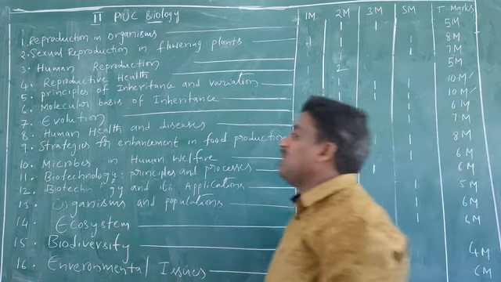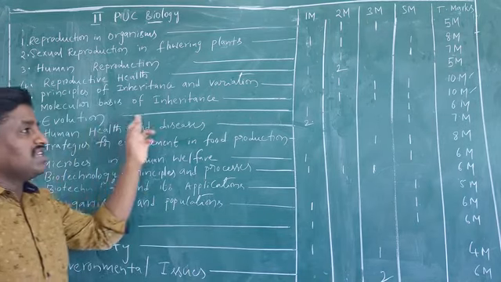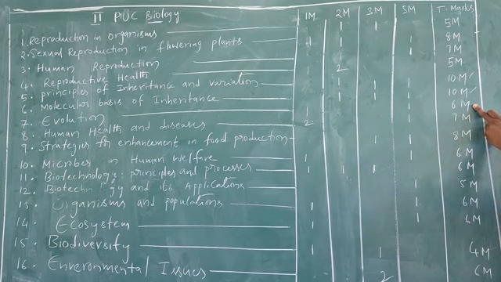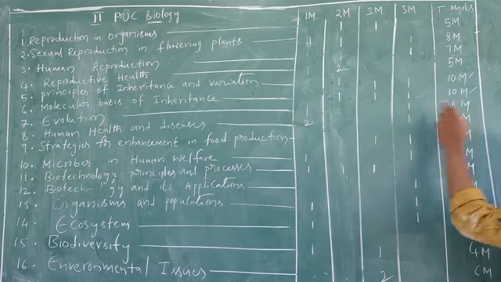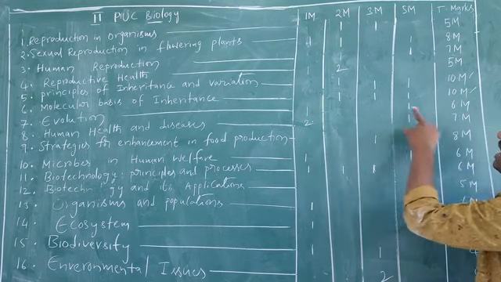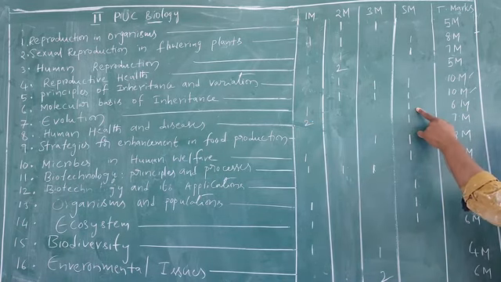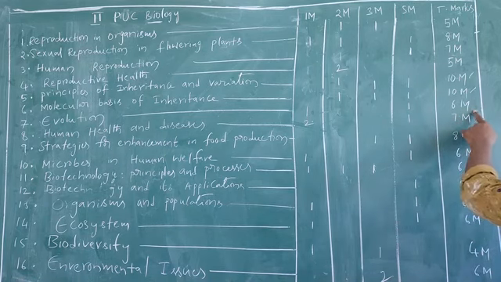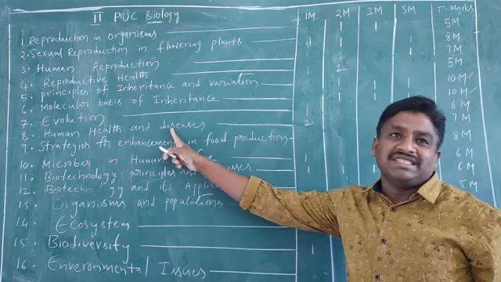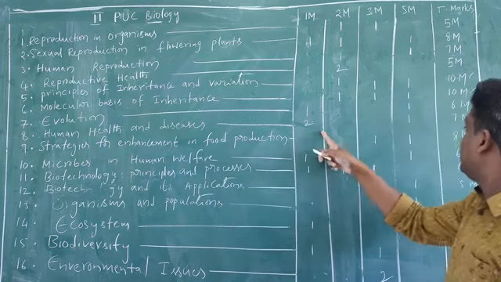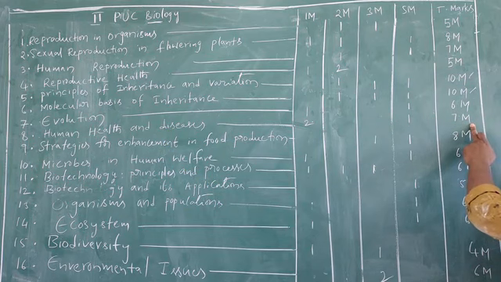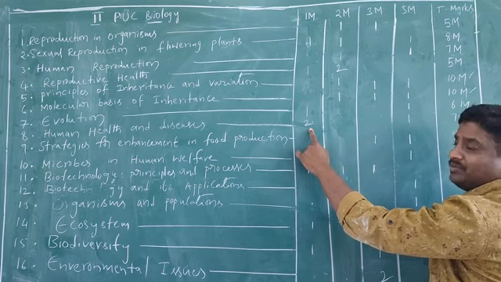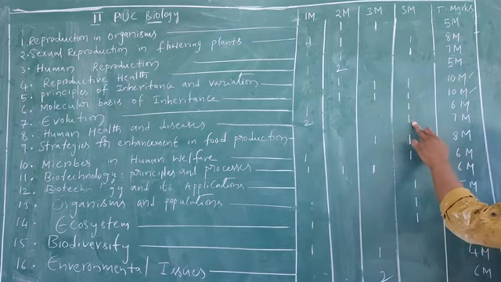And then next, evolution. In evolution you can see 6 marks are categorized. In that, 1 marks question 1 and 5 marks question 1. So a total of 6 marks is included in this chapter for the final examination. And human health and diseases. In human health and diseases you can see it is 7 marks. Out of 7 marks, 1 marks questions, 2 will come and 5 marks questions, 1 will come.